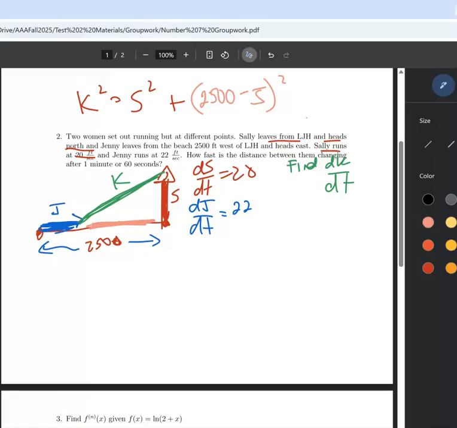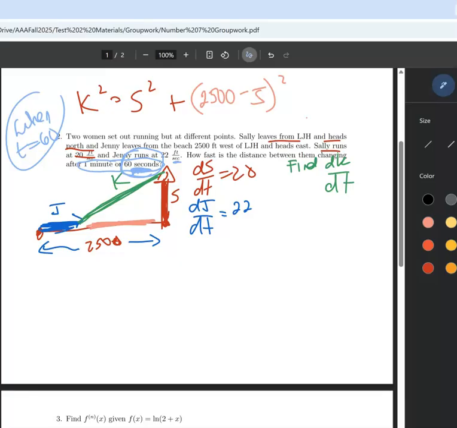What's the when information? Let's go digging. How fast is the distance between them changing after, and I even point out you want to use 60 seconds because all of these units of rate are in seconds. So I'll say 60 seconds, so when t equals 60, and I'll just leave it like that.